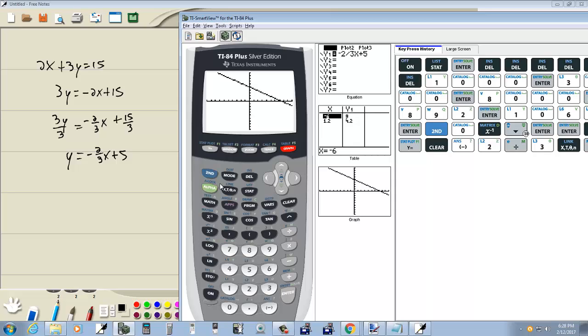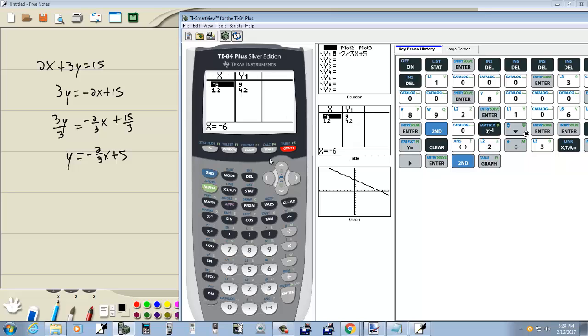Well, one thing you can do is you can go to your table mode, but first we're going to go to table setup if you've never been in there. We'll do second window, and you want your independent to say ask. If it doesn't say ask, you down arrow to that line, right arrow, and you put your flashing cursor on ask, and you press enter one time. And now if we go to table, second graph, you'll see some values here.